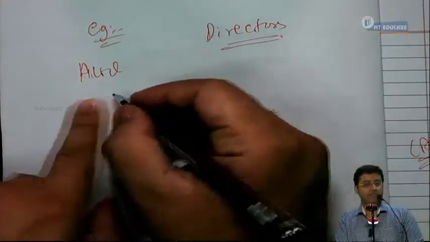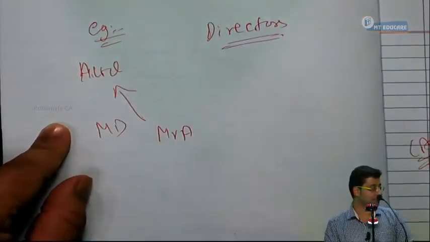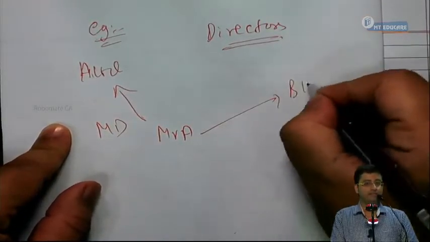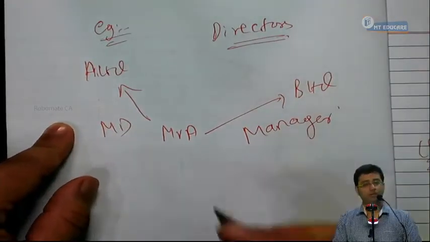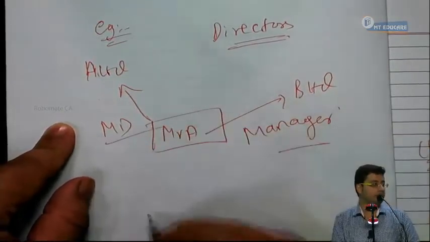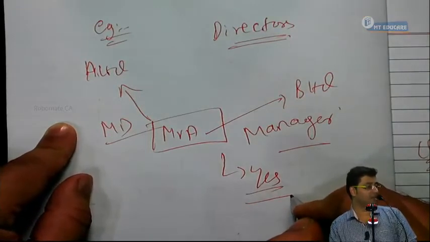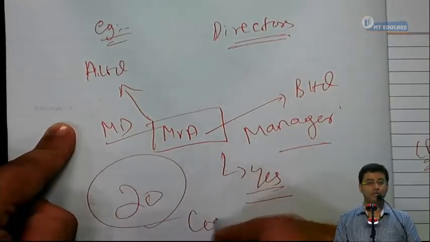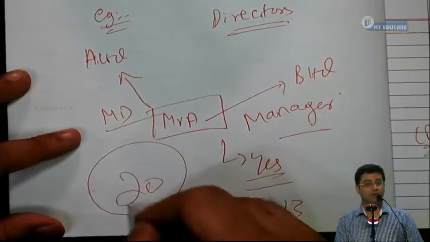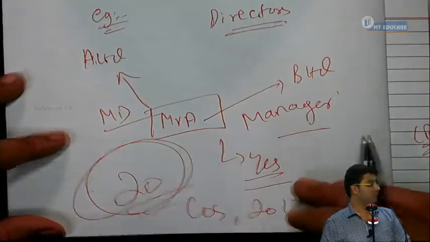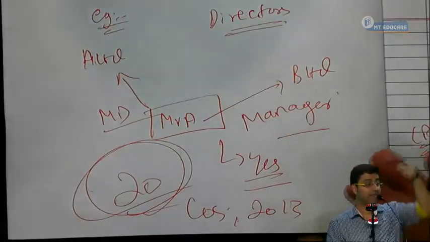Suppose there is a company in which Mr. A is a director, let us take he's the managing director of A Limited. The same Mr. A is a manager of B Limited. Sir, is it possible that one person can be a manager here and managing director here? The answer is yes. As per the Companies Act, one person can hold managerial positions in 20 companies. Earlier it was 15, now with the 2013 Act it has become 20. That means you can be a director or manager at managerial level, not a purchase manager, but a managerial level manager.